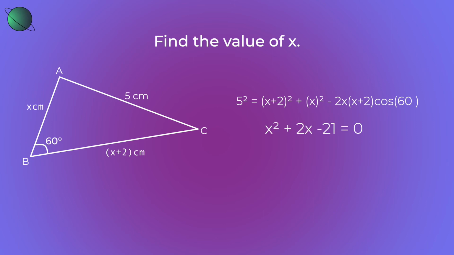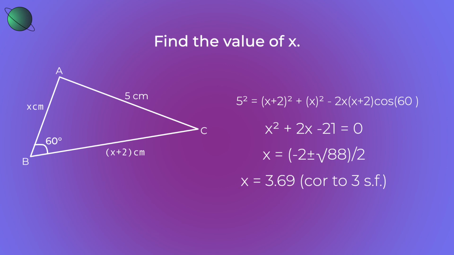And finally, by rearranging the equation, we get x squared plus 2x take 21. And by either completing the square or using the quadratic formula, we get x equals negative 2 plus or minus root 88 over 2. Now remember, this gives us two solutions, one positive, one negative. Since x has to be positive, we therefore take the positive answer, which is 3.69, in 3 significant figures.